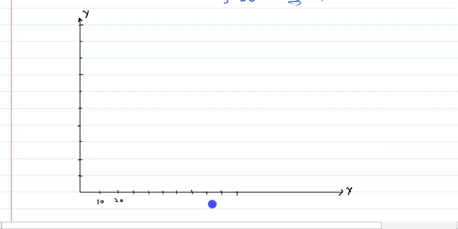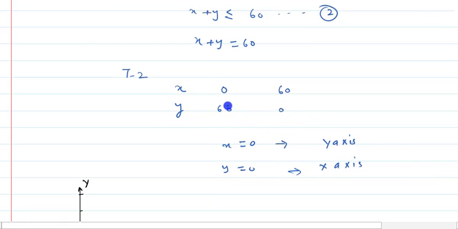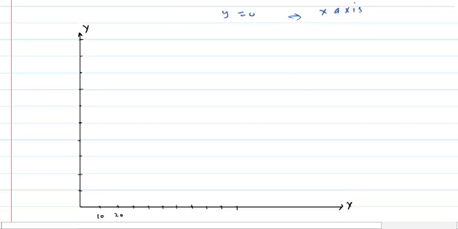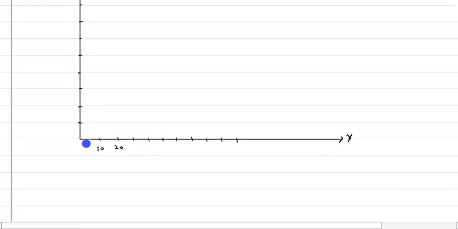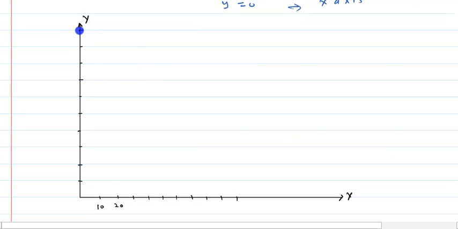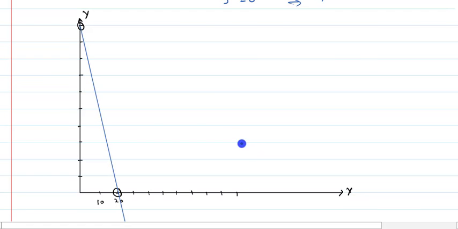Now we need to plot the values of table 1. Table 1 says when x is equal to 0 we are having y 100, and when y is 0 we are having x 20. So when x is equal to 0, y is 100. So let me plot the point. Clearly this is the point, x is equal to 0 and y 100. The second point, when y is 0, x is 20. So this is the second point, and you know very well, now we need to join these 2 points. So here I have joined the 2 points.